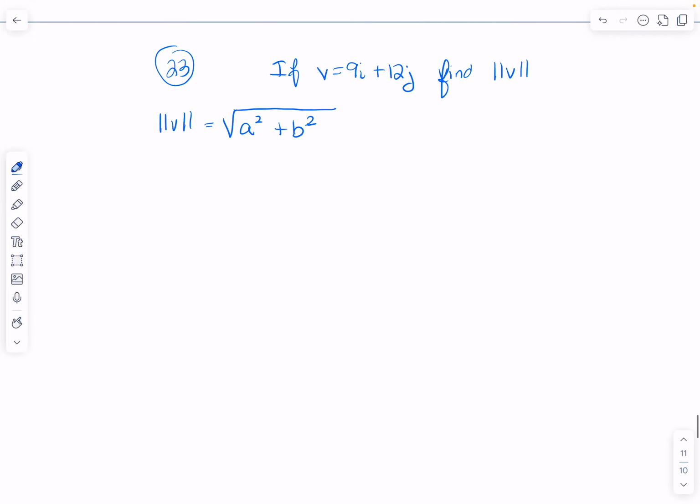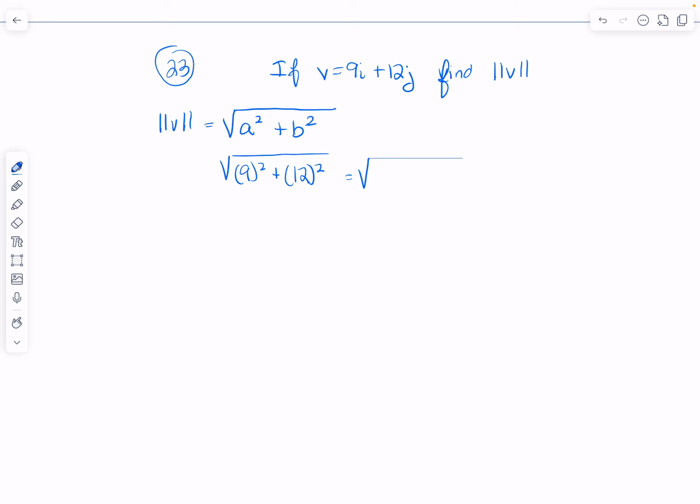Now for number 23, it says if vector v equals 9i plus 12j, find the magnitude of v. To find the magnitude, we have to do a squared plus b squared and then take the square root of that. This is very, very similar to the Pythagorean theorem. So we're going to do a, which is 9, and square it, and then take the b component, which is in front of j, which is 12, and square that.